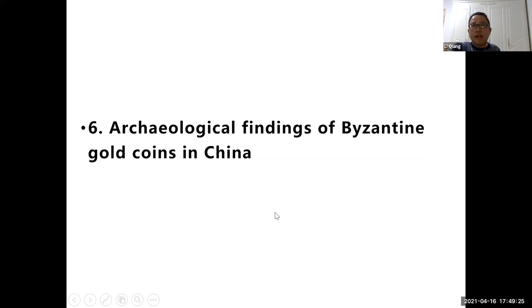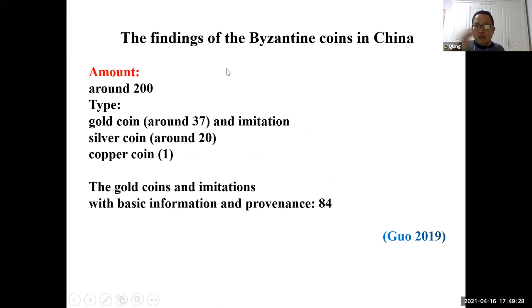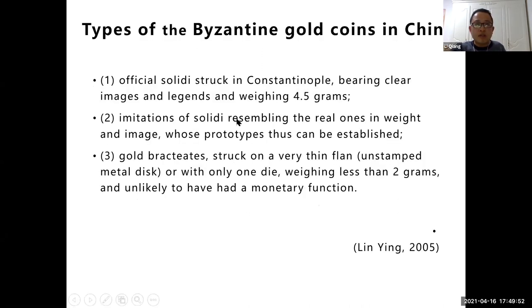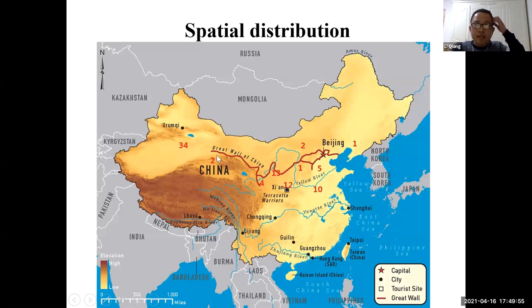So now let's go to the archaeological findings of Byzantine gold coins in China. According to Chinese scholars' research, almost 200 Byzantine coins and their imitations have been found in China. But among these 200, only 37 are real. The rest are imitations and also in very bad condition. Through this map, you can see from which regions these coins were found: Xinjiang and also the other provinces along the Silk Road. So it showed that the Byzantine coins moving to China were connected with the Silk Road.